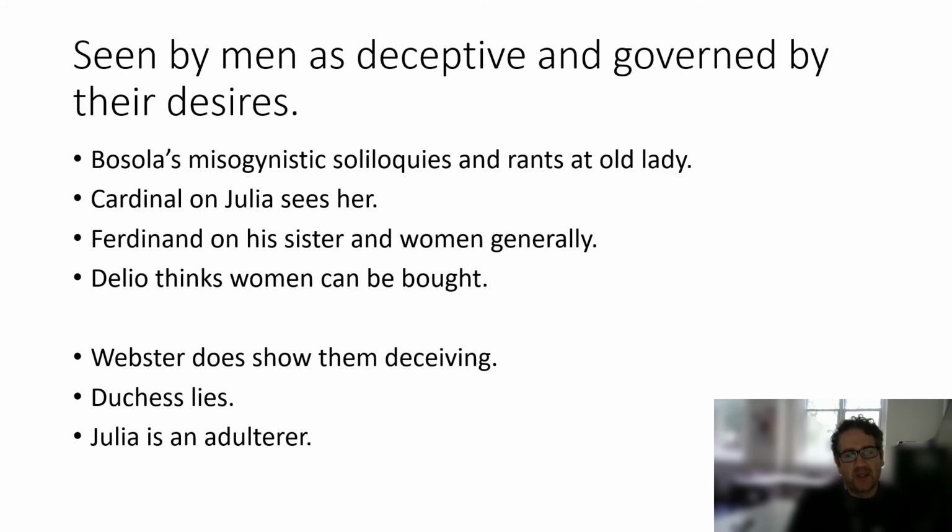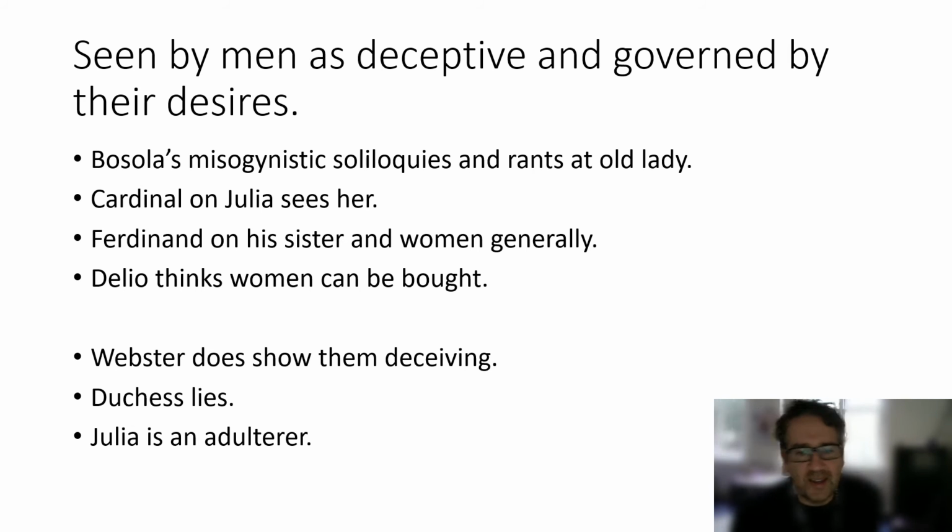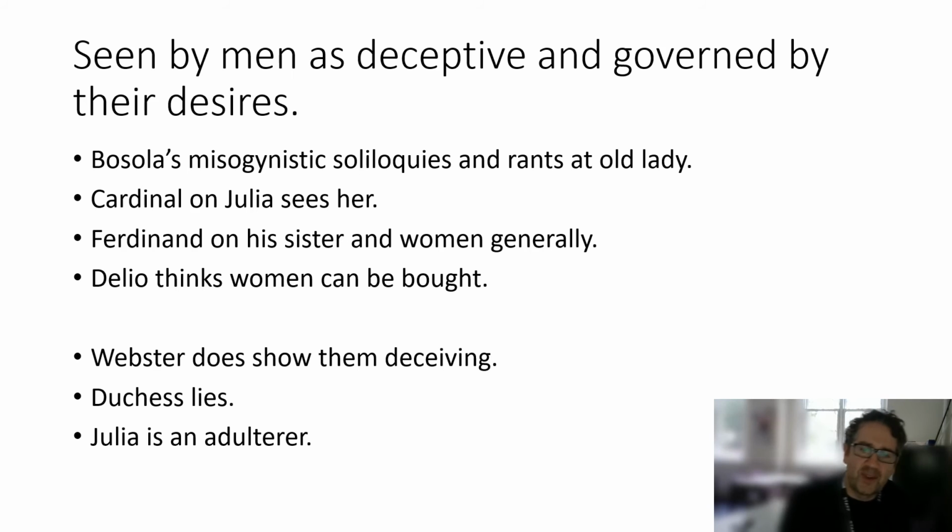And indeed, Webster does show them as deceiving. The Duchess does lie. Julia is an adulterer. So that can be compared perhaps to how the Merchant makes an encomium about marriage, but at the same time in praising wives is also showing how they do deceive as well.